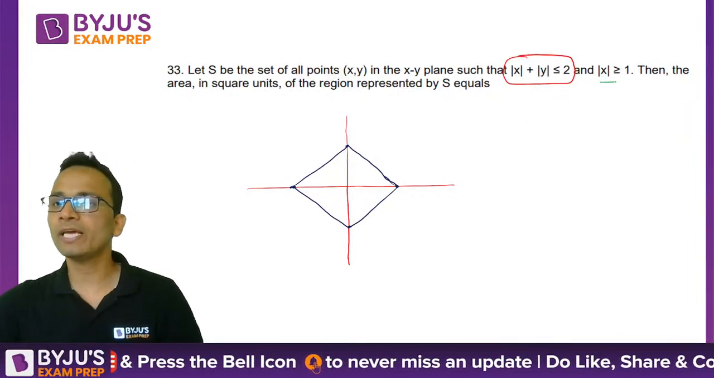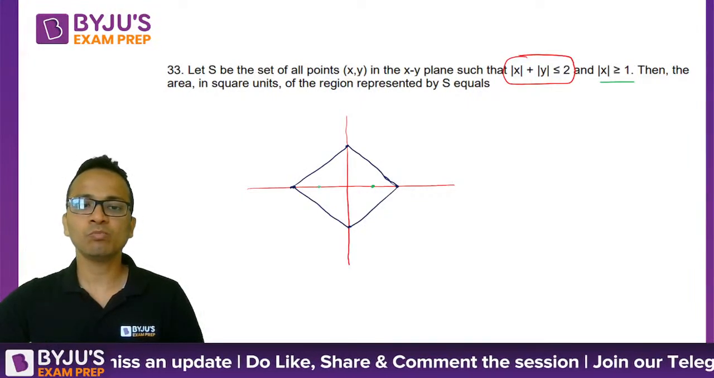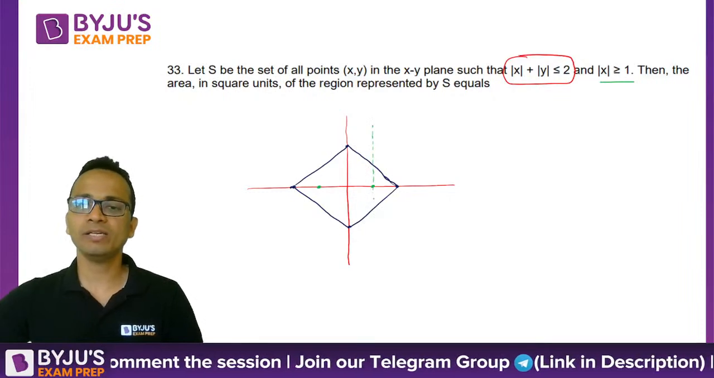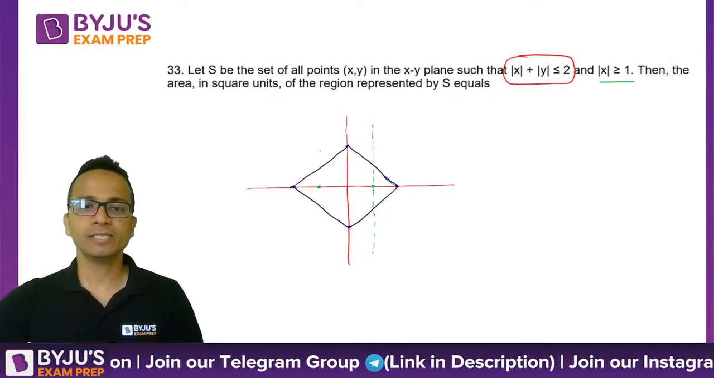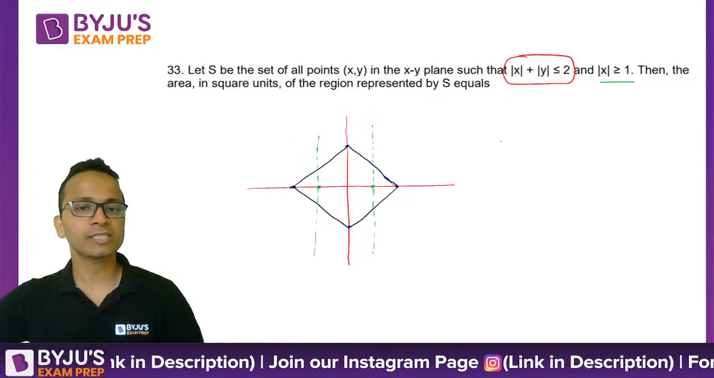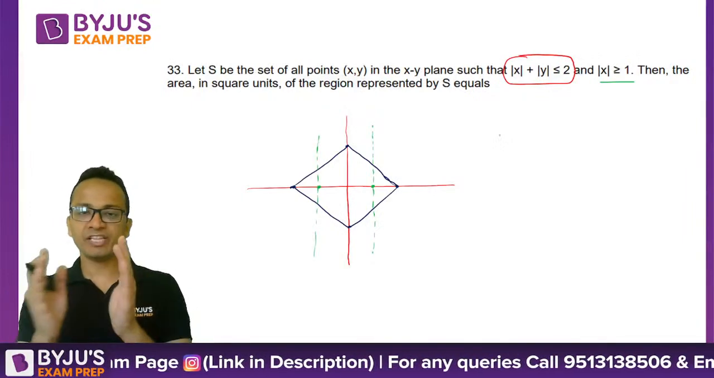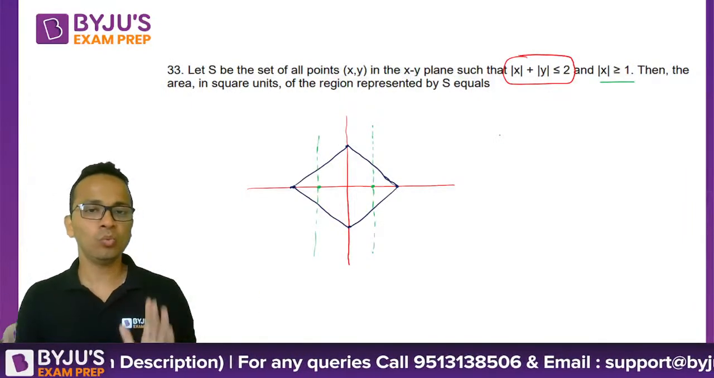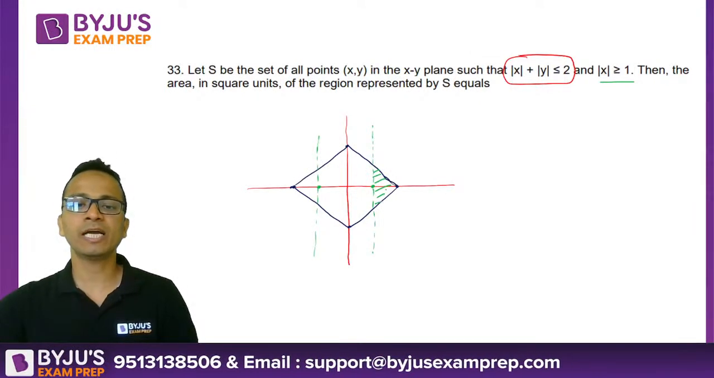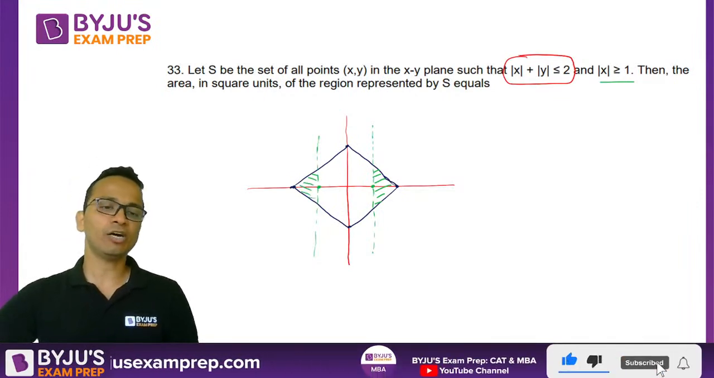Second graph, mod x is greater than 1. So x equal to 1 यहाँ पे आएगा, x equal to minus 1 यहाँ पे आएगा. mod x equal to 1 के लिए ये जो मैंने ग्रीन डॉटेड लाइन लगाई है ये ग्राफ बन जाएगा. So mod x equal to 1 will be this one. Now mod x greater than 1, everything which is outside this region will be considered. So the common region will be the region that I have just shaded. You need to find out the area of this region.